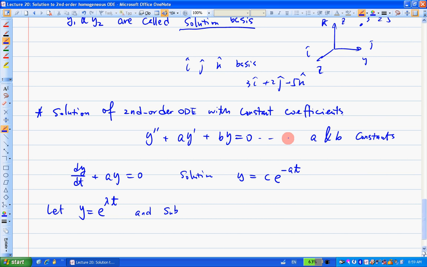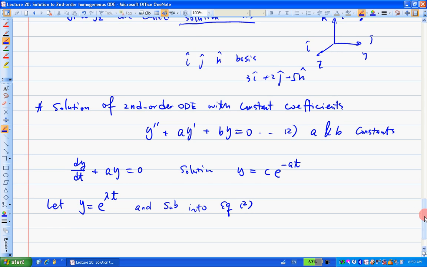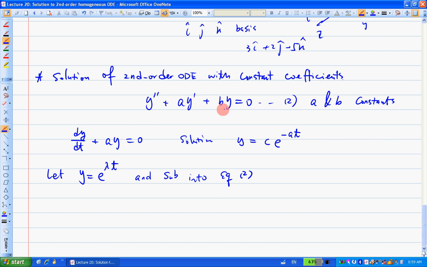So now let's call this equation number 2. We had equation number 1, and we sub it into equation 2. Sub into equation 2, you not only need a y, you also need a y prime and a y double prime, right? In this particular case, my y prime is lambda times this, and y double prime is lambda squared times this. So derive this.